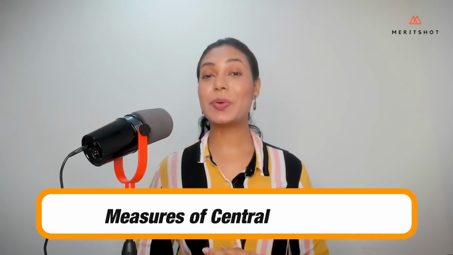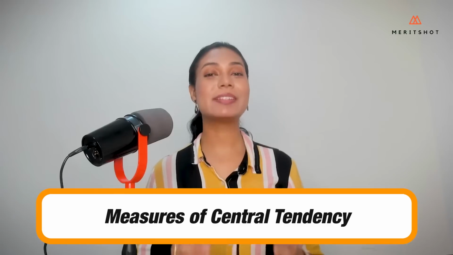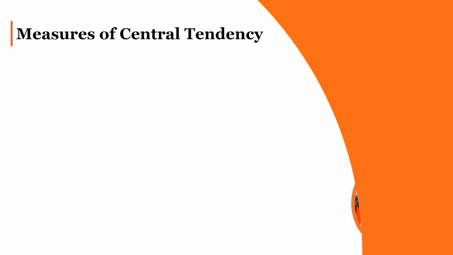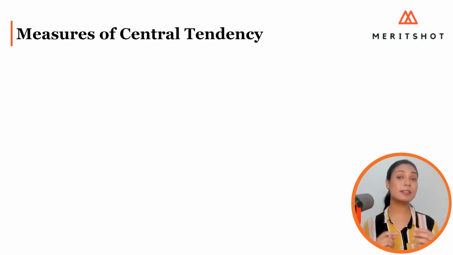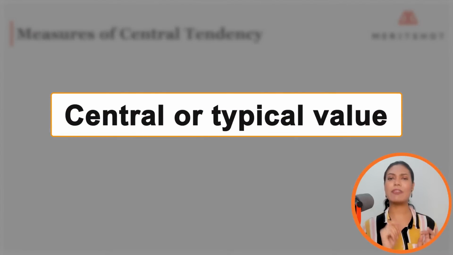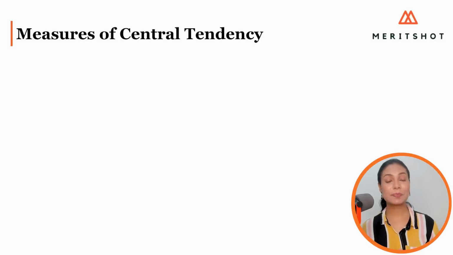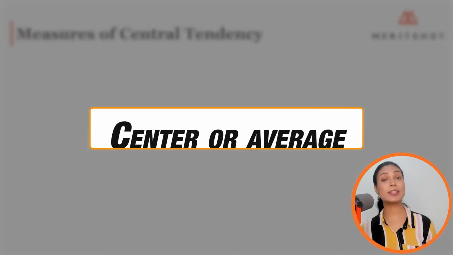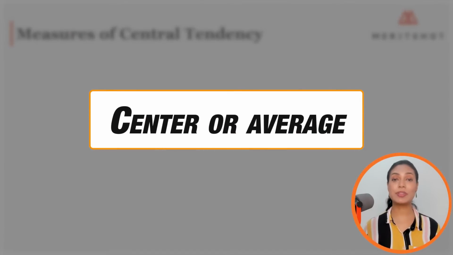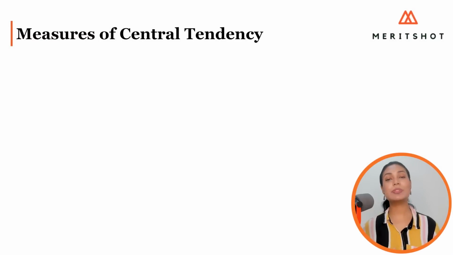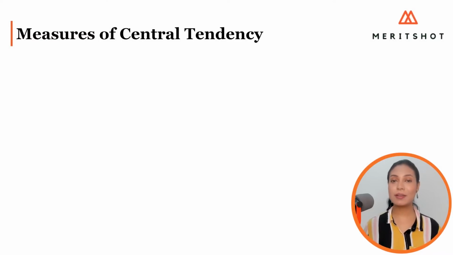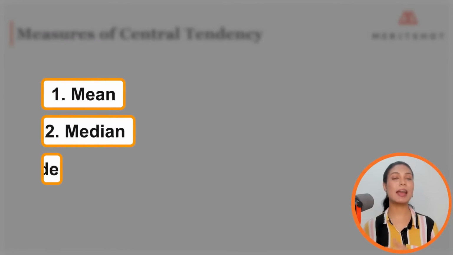In this lecture, we are going to learn about the measures of central tendency. In statistics, measures of central tendency are statistical measures that represent the central or typical value of a data set. They provide information about the center or average of the data distribution. The three commonly used measures of central tendency are mean, median, and mode.